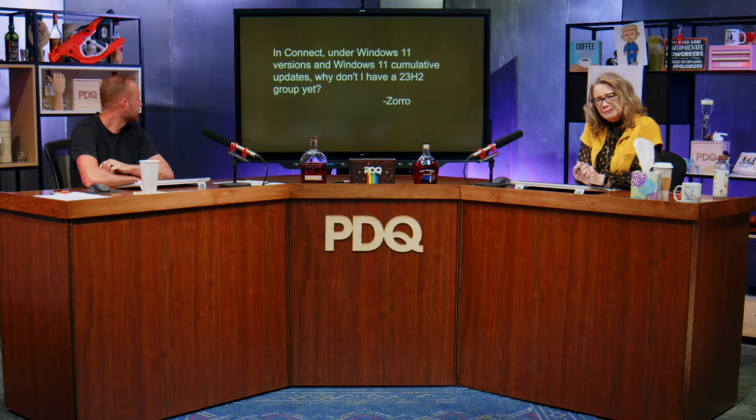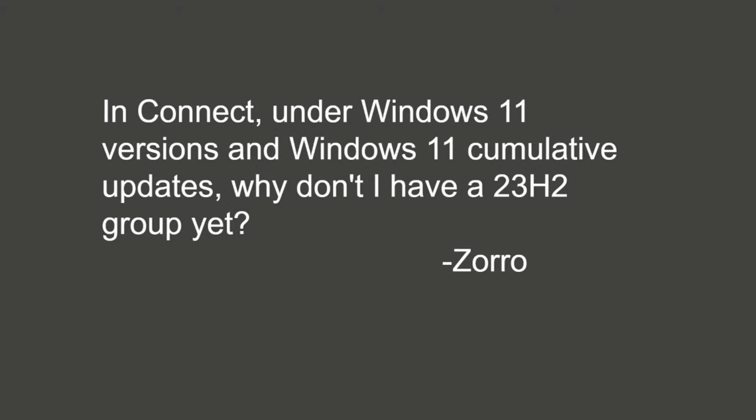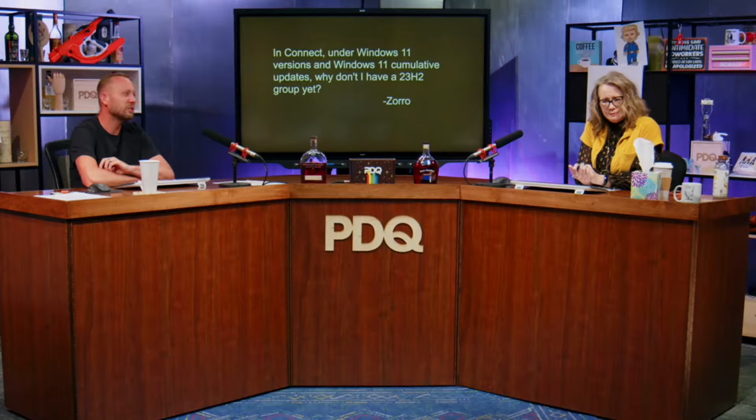Okay, we have 2 more questions in the queue. In Connect, under Windows 11 version and Windows 11 cumulative updates, why don't I have a 23H2 group yet? Zorro. I'm pretty sure I think I saw an internal Slack about that. I think they got released last week. I think that might be one to pop over to support. There's that support page you can post in there. Yeah, I'm pretty sure those got released. Just ask.